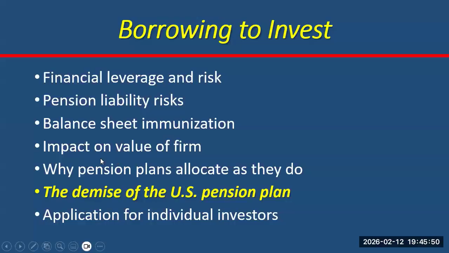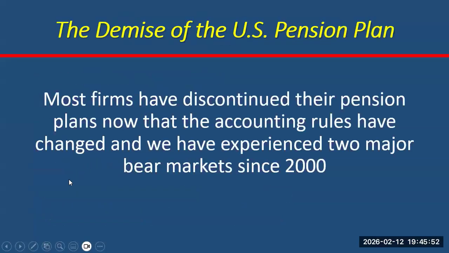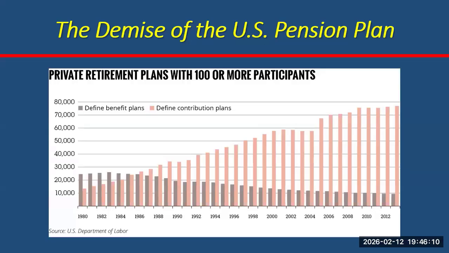All right, so what's going on with U.S. pension plans? So most publicly traded firms, and even institutions like UTSA and others, have discontinued their pension plans because the accounting rules changed because of those two really bad bear markets in the 2000s. This is an old graph. I could update it. It's pretty easy to update, but most of you are going to get a defined contribution plan. A defined benefit plan, that's what a pension plan is. They're just declining.